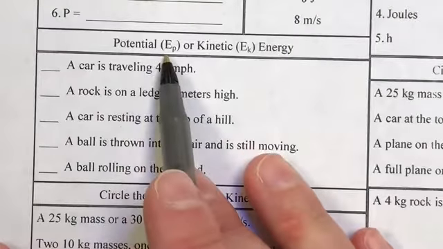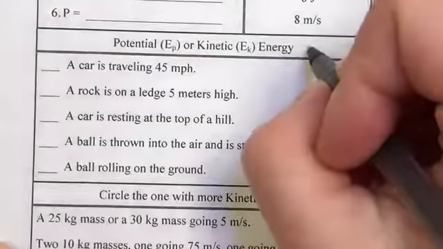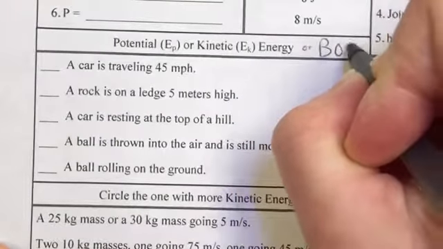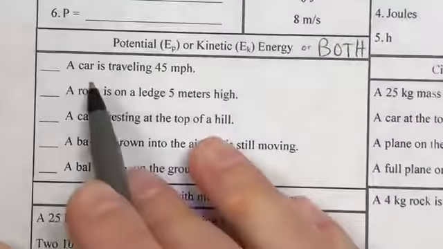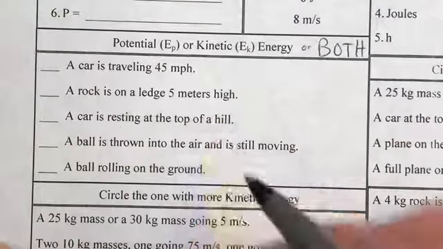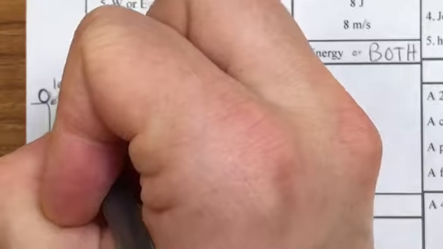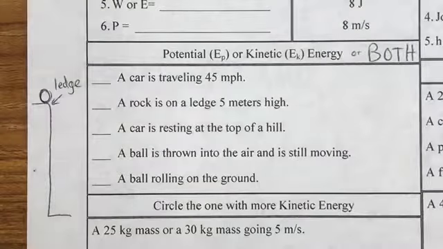Next section, potential or kinetic energy, or both. Okay, so a car traveling 45 miles per hour, a rock on a ledge 5 meters high. Ledge, there's that word again. A ledge is an edge from which you can fall from. Okay, so that's what that word means.